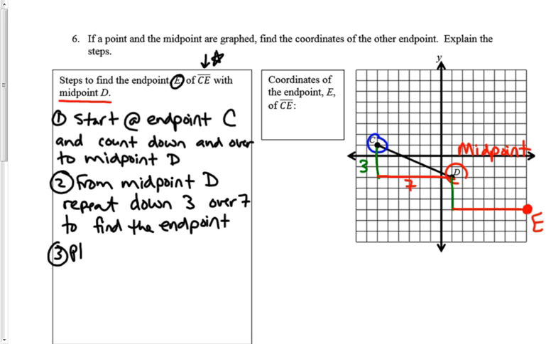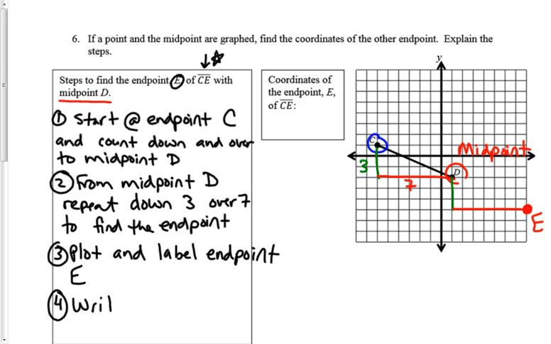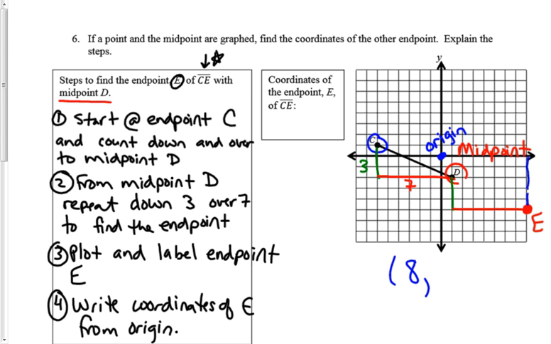So all I did there was plot and label the endpoint. In this case, we were trying to find endpoint E. And finally, I do need to actually write down the coordinates from the origin. So I come back over. I need to find these coordinates. Again, I'm starting at the origin, and I'm going to the right 8, and I'm going down 5. So the coordinates are to the right 8, which is positive, and then I went negative. So the coordinates are 8, comma, -5.